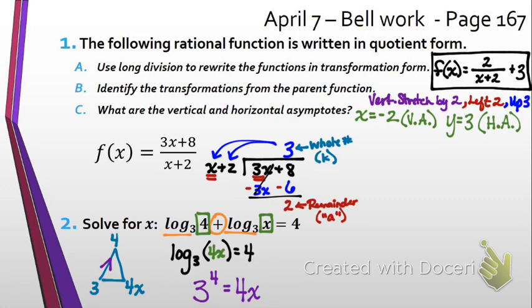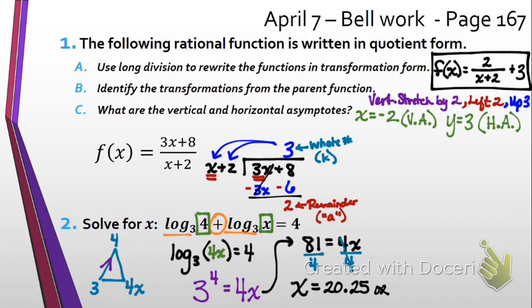Yeah, 3 to the power of 4. 3 to the power of 4 is what? 81. 81 equals 4x. And then what? Divide both sides by 4. What is 81 divided by 4? 20.25. Or, this is one of those fractions that does not reduce. If you wanted to leave it as 81 over 4, that is perfectly okay.